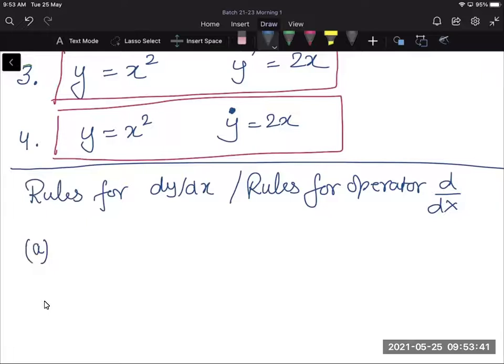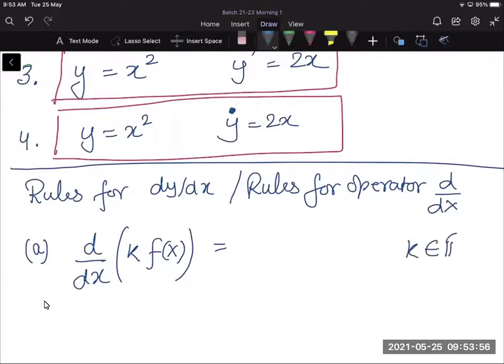So the first rule you need to learn is that if you are finding the slope of a graph whose equation is k times f(x), where k is a number, is a constant, right? Then this k does not take part in the process of differentiation, and you can simply kick it out.